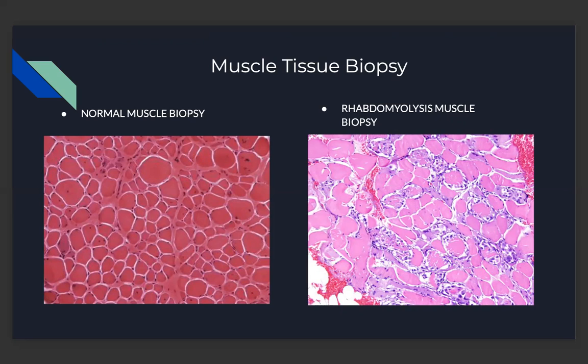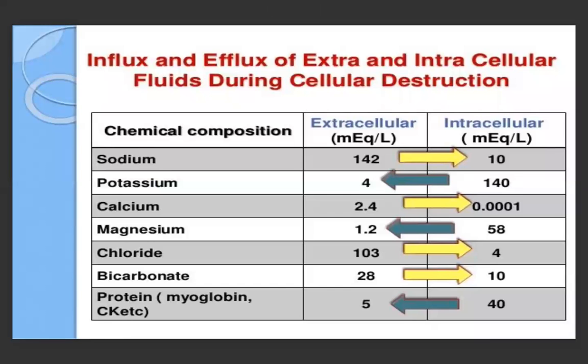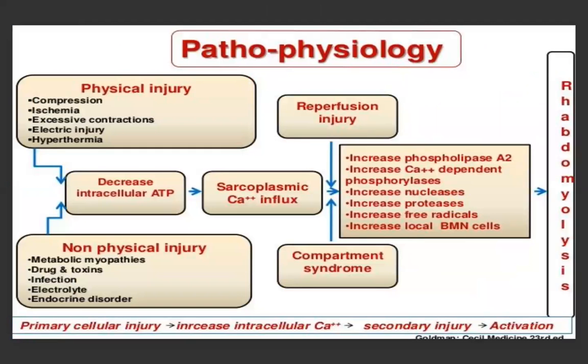Major players in exercise-induced muscle damage and subsequent inflammation are neutrophils, monocytes, and macrophages. Cellular pathophysiology: influx of extracellular contents such as sodium, water, chloride, and calcium, and efflux from damaged muscle cells of potassium, phosphate, lactic acid and other organic acids, purines, myoglobin, thromboplastin, creatine kinase. The graph shows the chemical composition and the amount of cellular fluids coming in and out during cellular destruction. This is a picture showing the pathophysiology of rhabdo.